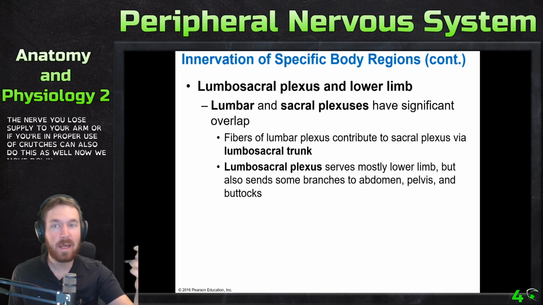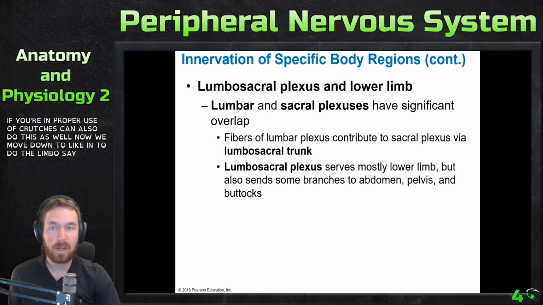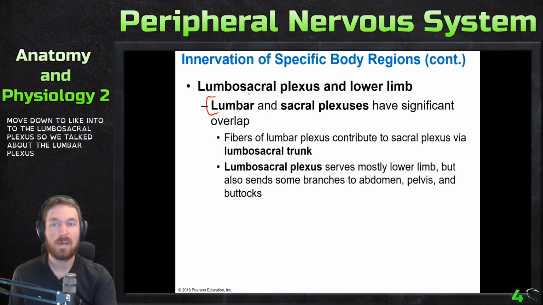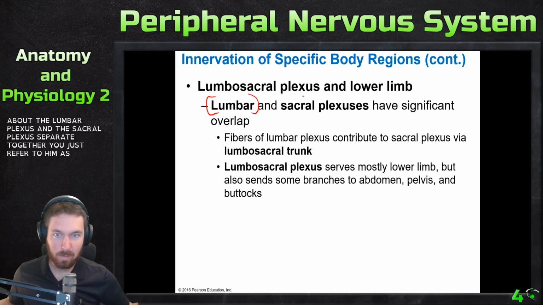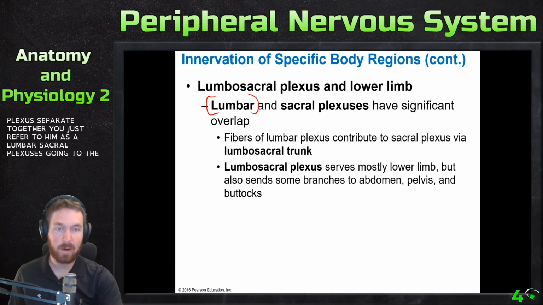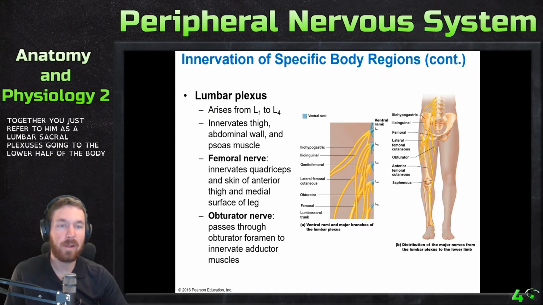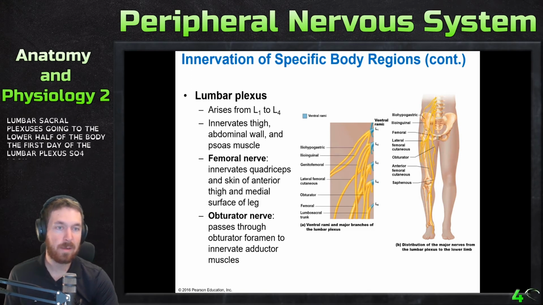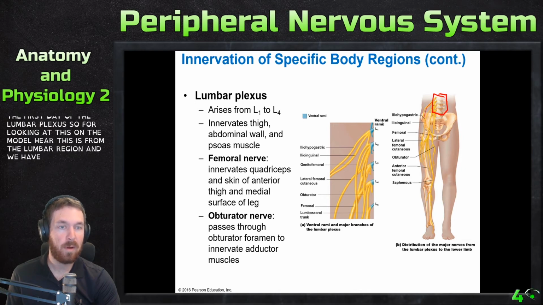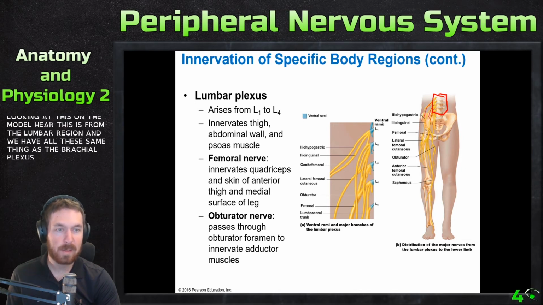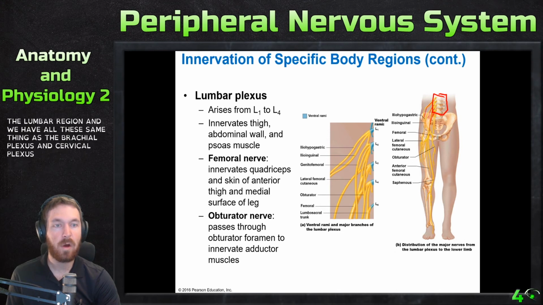Now we move down the leg and to the lumbosacral plexus. We talk about the lumbar plexus and the sacral plexus separately. Together, you just refer to them as the lumbosacral plexuses going to the lower half of the body. So first here, the lumbar plexus. If we're looking at this on the model here, this is from the lumbar region. And we have, same thing as the brachial plexus and cervical plexus, all these nerves coming out.